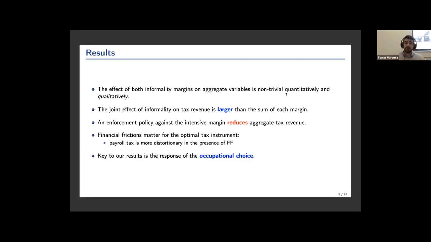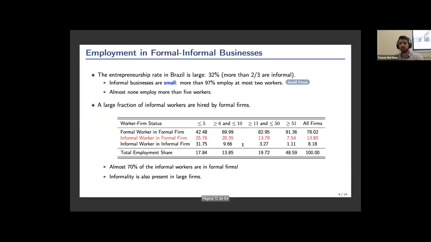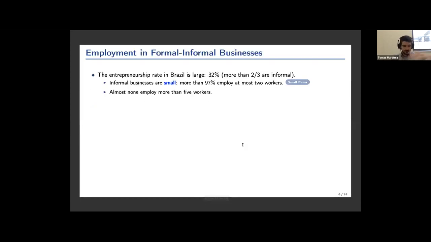And the financial frictions in fact matter for the optimal tax instrument. So in an economy with financial friction, payroll tax is much more distortionary, right? While if you remove financial frictions, actually other tax instruments might be more distortionary. So financial frictions would be key. Okay, so I don't have too much time, so let me discuss briefly some empirical facts here.